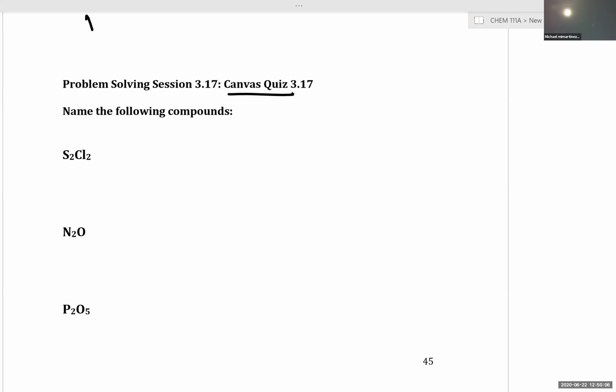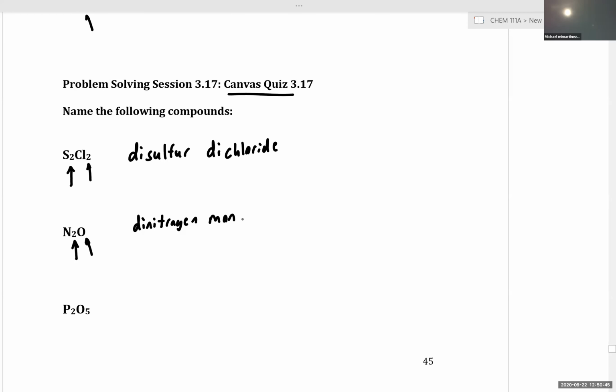Okay, let's look at the following examples. So S2Cl2, so we have 2 sulfur atoms, so you use the prefix of di. Then we write the name of our first element, which is sulfur. We then write the prefix for our second element, which is di for 2. Then chlorine turns into chloride. So this is disulfur dichloride. Let's look at the next example. N2O would be dinitrogen. And then since we have 1 oxygen atom, we use the prefix of mono. So this would be dinitrogen monoxide.